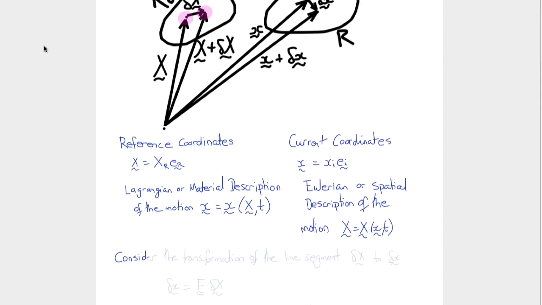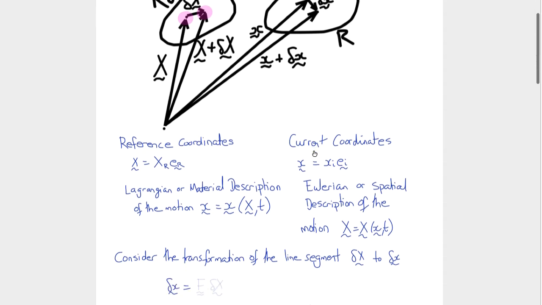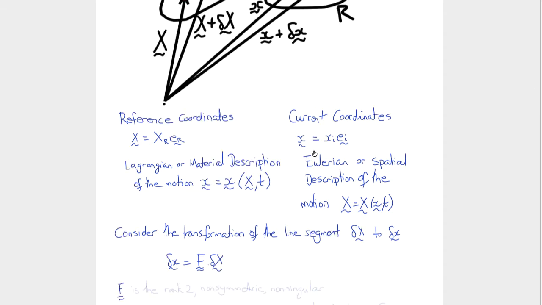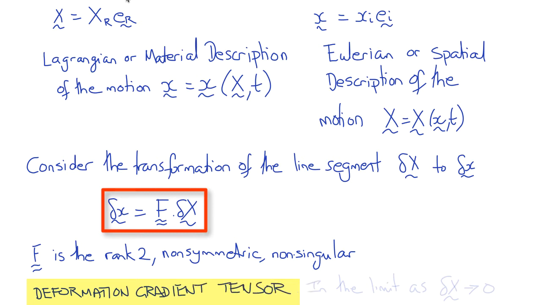So now we can consider the transformation that takes delta big X to delta little x. Since delta big X and delta little x are vectors, then the transformation that turns delta big X into delta little x must be a tensor, and that tensor is F. F is known as the deformation gradient tensor. It's a rank 2 tensor, it's non-singular, and in general it's not symmetric.